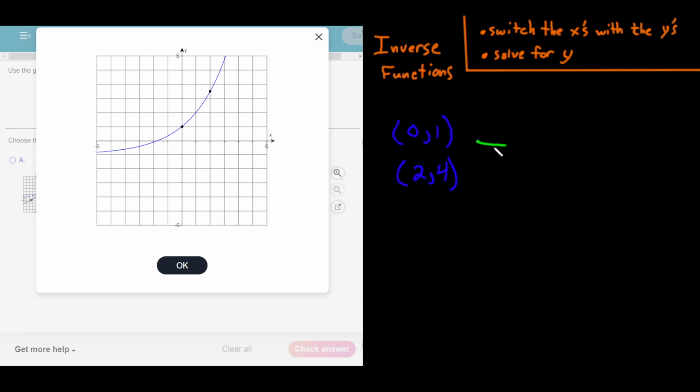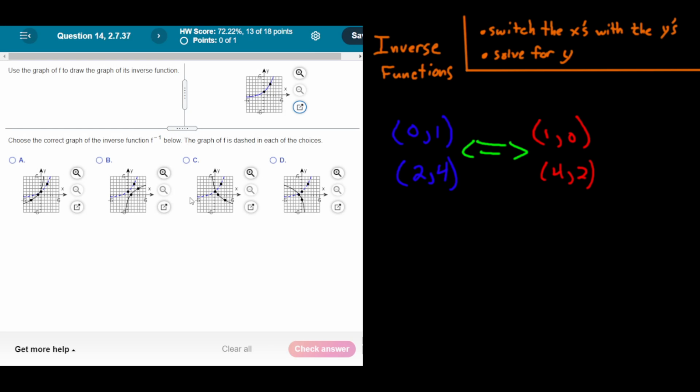And we're going to find the inverse by switching the x's and the y's. So instead of 0, 1, we're going to have 1, 0. Instead of 2, 4, we're going to have 4, 2. So both of those points should be on the new graph with a nice little curve going straight through. And let's see which one of those would give it to us.